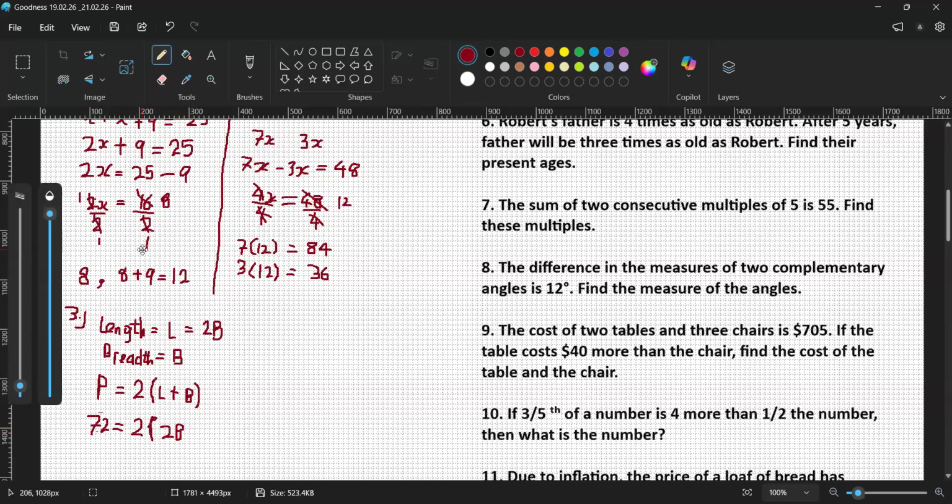Don't know why my B doesn't look quite right. So let's write it again. I think it's the difficulty of writing with a mouse pad.